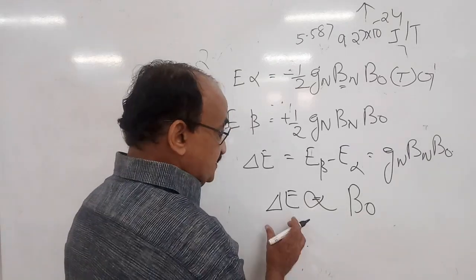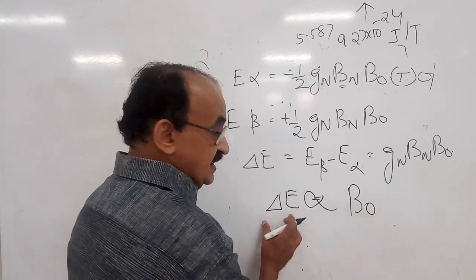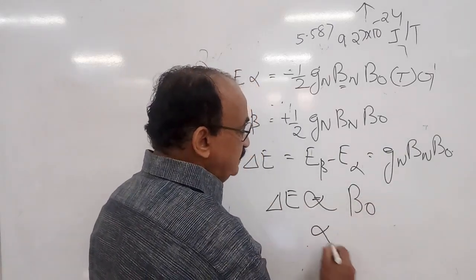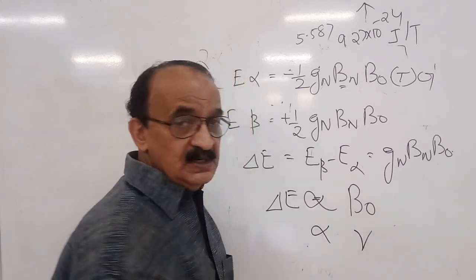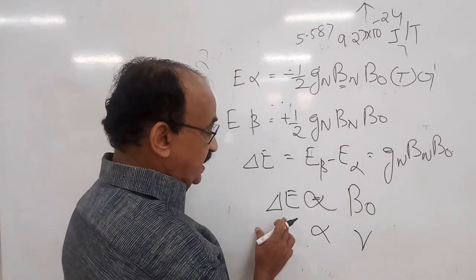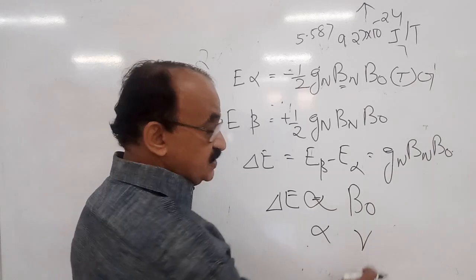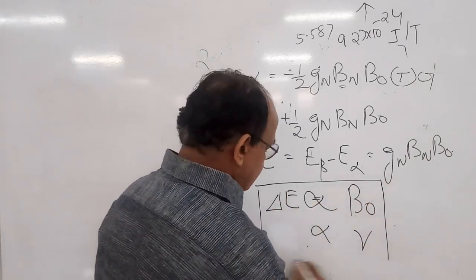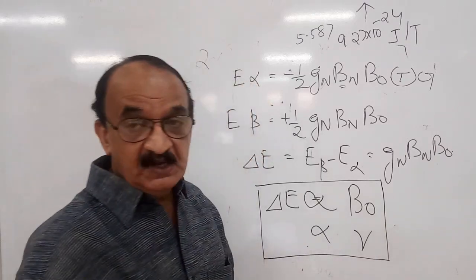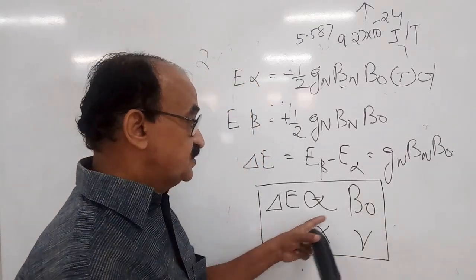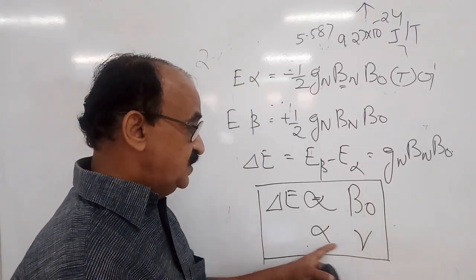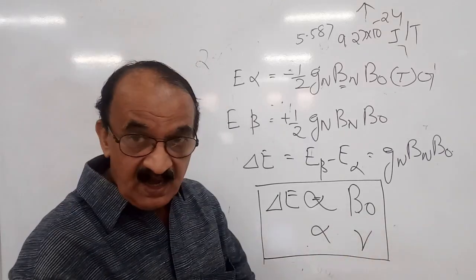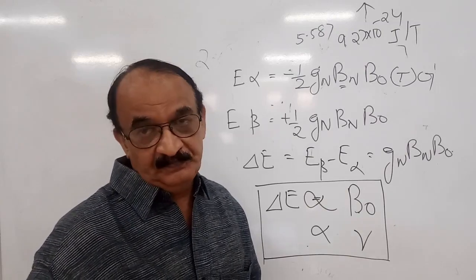Again we know delta E is proportional to B0, and delta E is equal to h nu. So we can also write delta E proportional to nu. Therefore the final equation is delta E proportional to B0 proportional to nu. Learn this expression by heart: the separation between the two energy levels, delta E, is proportional to B0, which is proportional to the frequency of the radiation, and the field strength and frequency are directly related to each other.